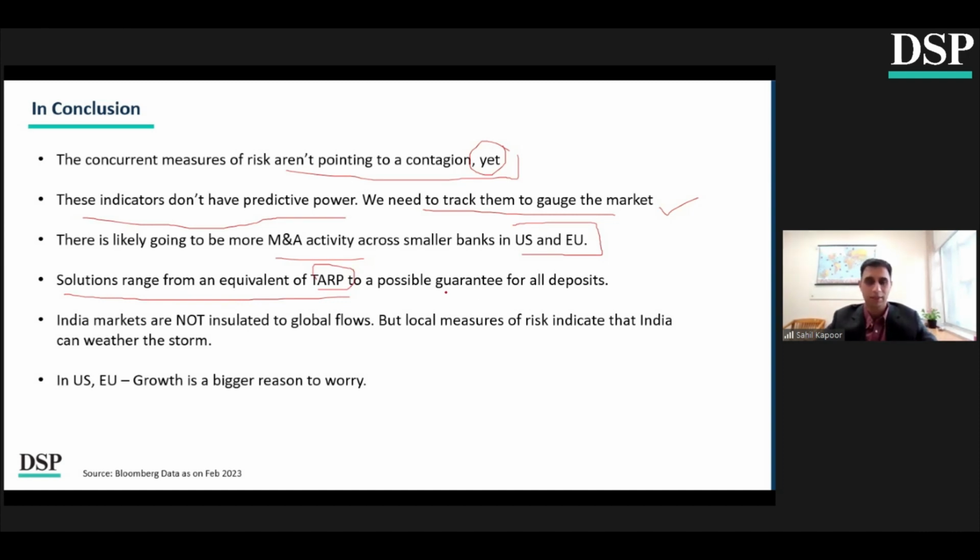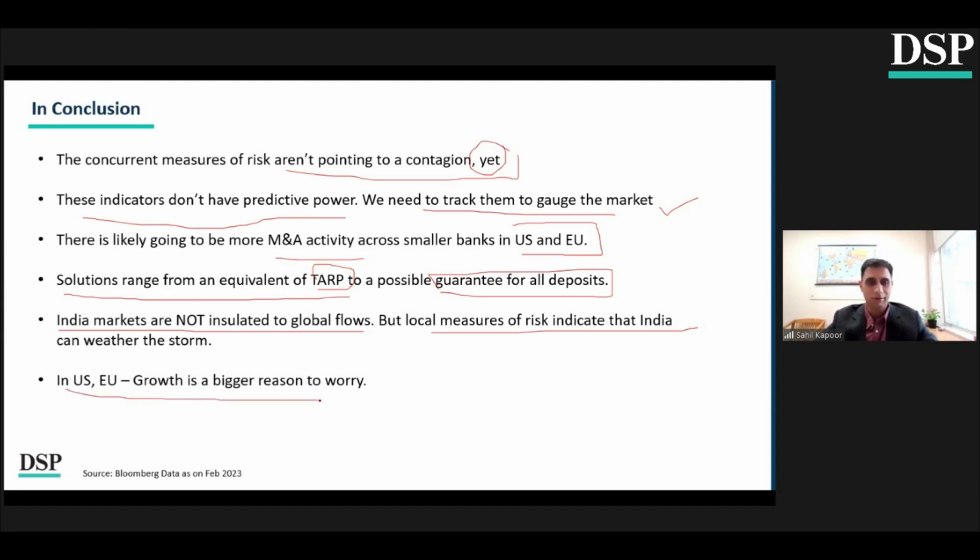Solutions we feel range from TARP, which is the Troubled Asset Relief Program that the Fed introduced in 2008, and there is also a possibility of guaranteeing all deposits of small banks in the US, which I think is a very, very strong measure. It may not even be required, but they can do it, which will bring back confidence in the system altogether. Indian markets are not insulated from global flows, but the local measures of risk that we watch are still calm, and we feel that India could weather this storm, whatever the storm is doing right now.